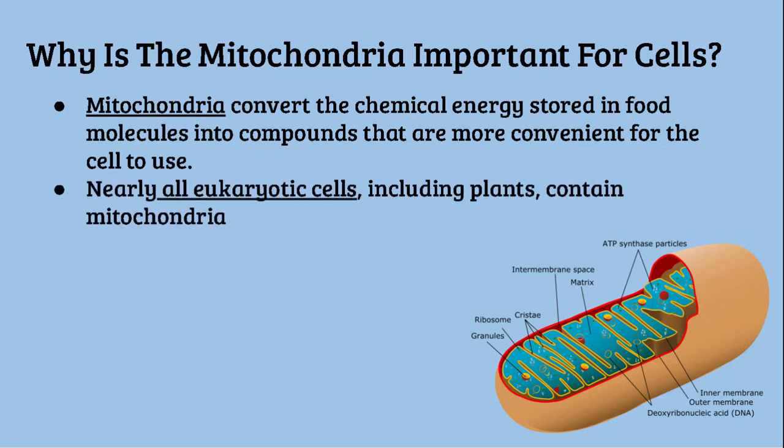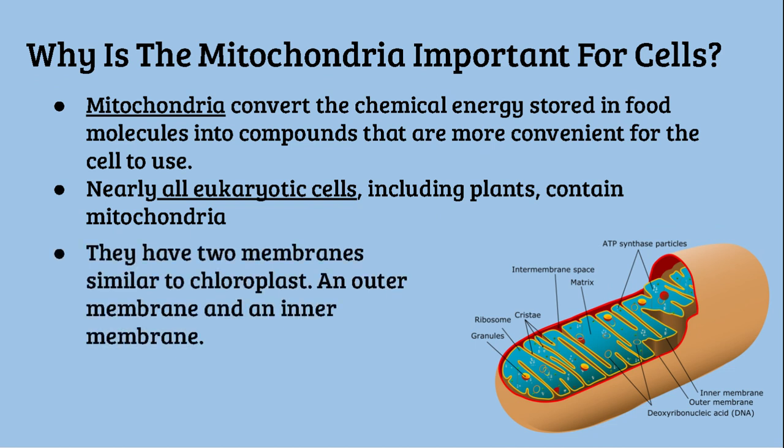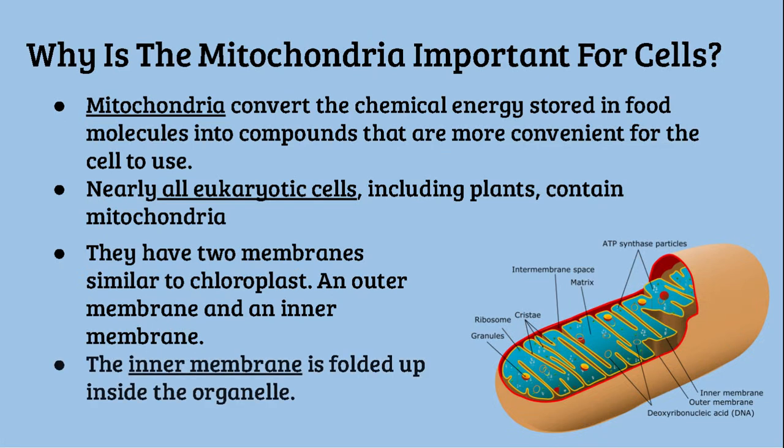All eukaryotic cells, including both plant and animal, are going to contain mitochondria. Similar to our chloroplast and how they have very specialized structures within the organelle, same goes for the mitochondria. They actually have two membranes, similar to our chloroplast, an outer and an inner membrane, that work to create that kind of ATP energy. We can see the inner membrane happens to be folded up inside the organelle, as you can see here.